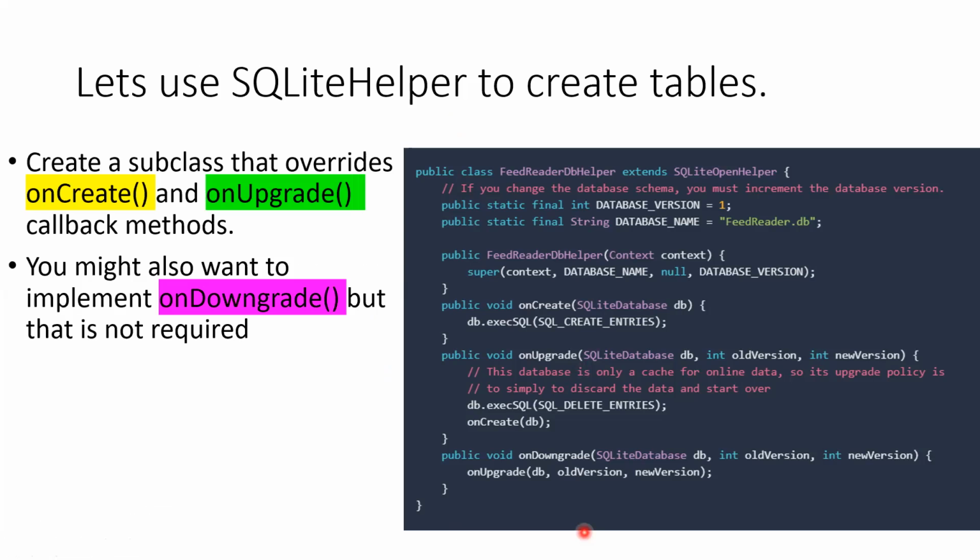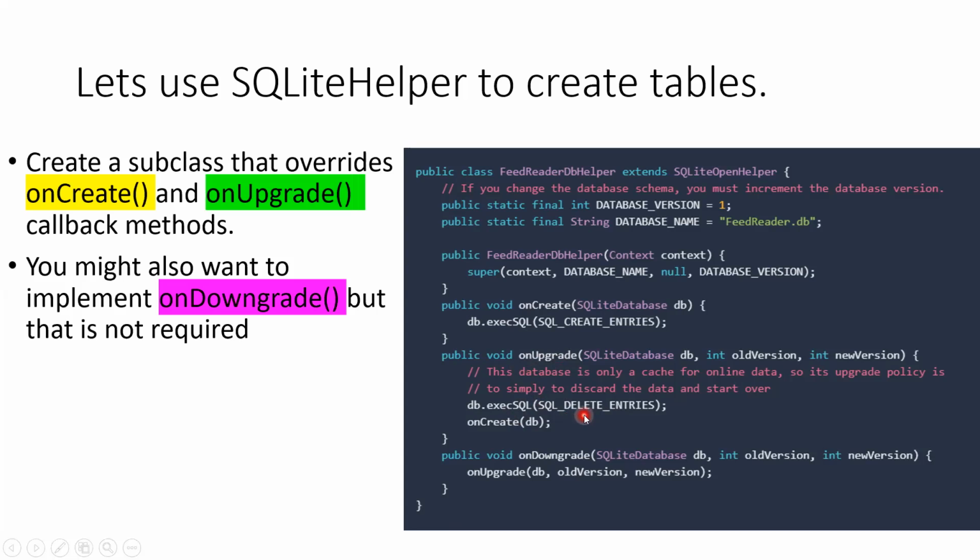So that's why in the onUpgrade method, what did you do? You just executed that SQL command that corresponds to dropping a table, because this database is only a cache for online data. So that's the upgrade policy. In the upgrade, you call the method db.execSQL.